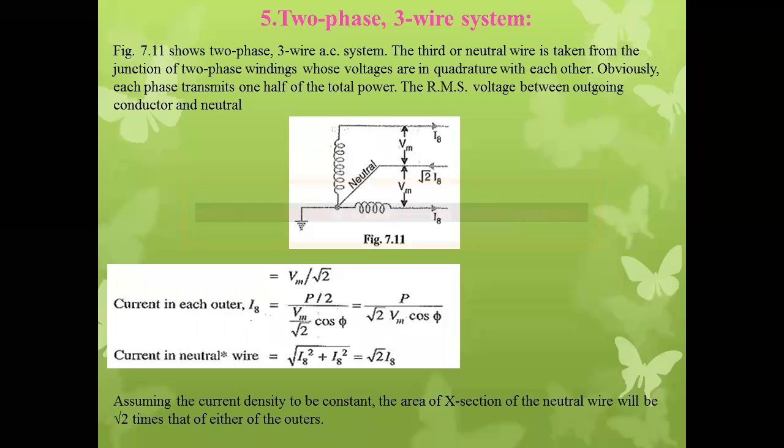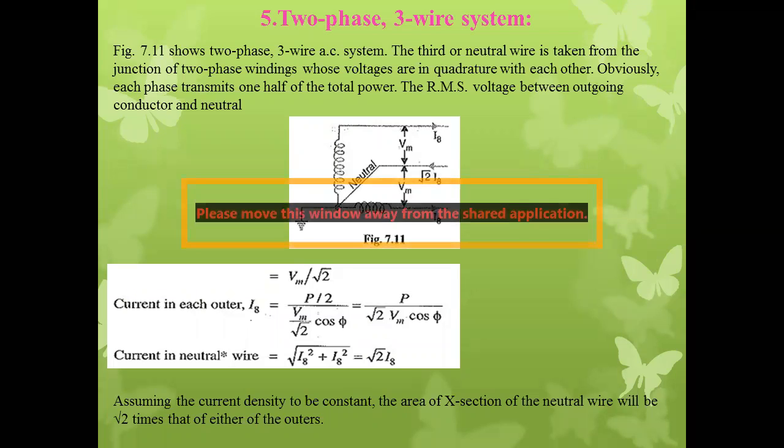Assuming the current density to be constant: current density plays a very important role while calculating the area of cross section. Throughout this whole unit, while finding the various expressions, we have to remember this point, that the current density is considered to be constant. If the voltage is constant and the resistance is constant, a constant current density will be observed.